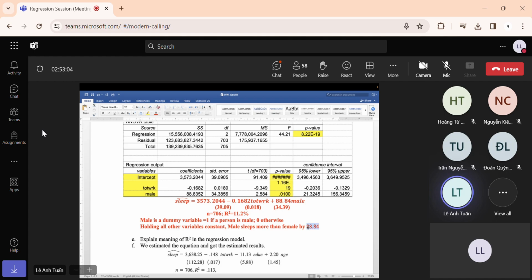This is the coefficient on male, right? So we compare the outcome, and the outcome here is the sleeping time, sleeping time between male and female. We have the positive coefficient, that means male sleep more than female by this amount.